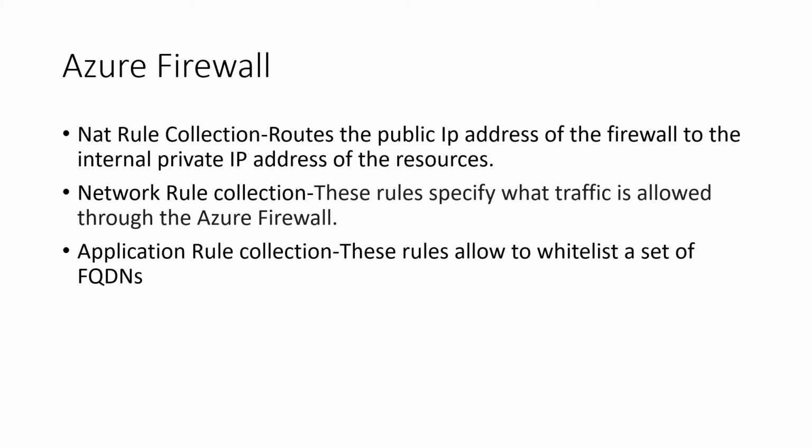Then you have your application rule collection, which is rules to whitelist a set of FQDNs. In the sense, from the virtual network, you can decide what are the FQDNs which need to be allowed, or what are the FQDNs which need to be blocked. Say, for example, in Azure virtual network, you have a machine, and that needs to have access to a particular FQDN, say Google. So you can allow access to Google from that particular machine, and you can block the rest. That's something which can be accomplished through application rule collection.